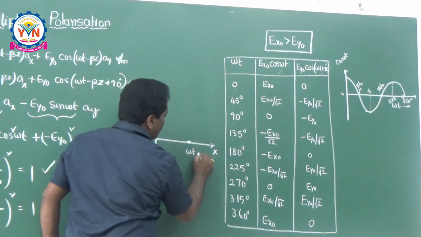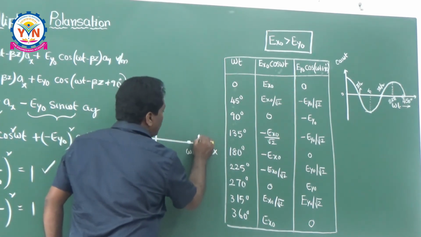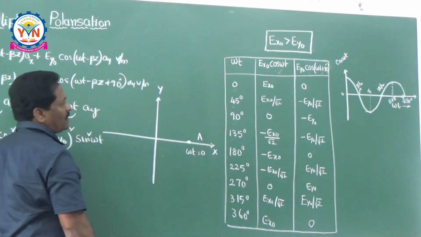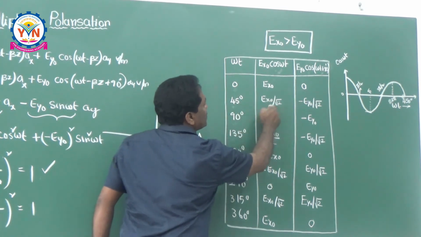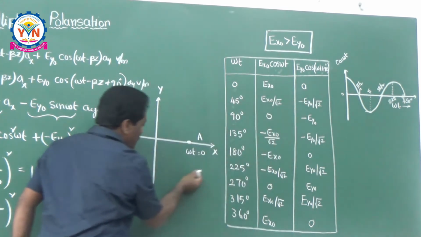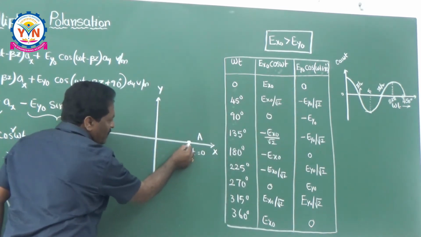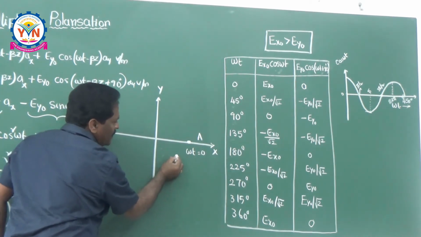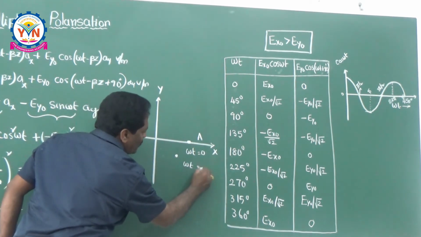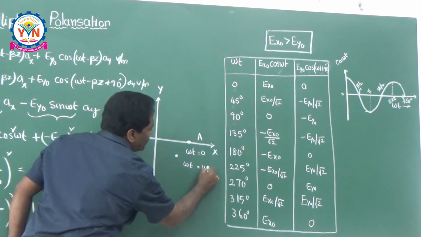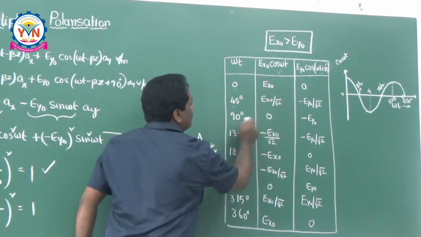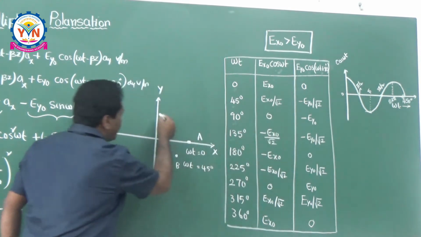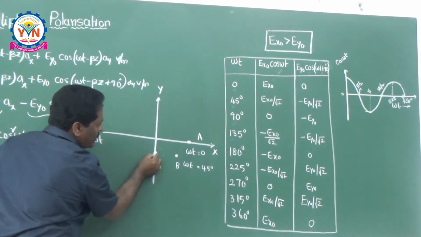Omega t is equal to 0, this is the point A, you are having Ex naught. And you are having at 45 degrees plus and minus. Plus and minus means this quadrant once again. So this may be the point here. This is omega t is equal to 45 degrees. This is the point B. And at the point C, at 90 degrees, it is Ey naught.